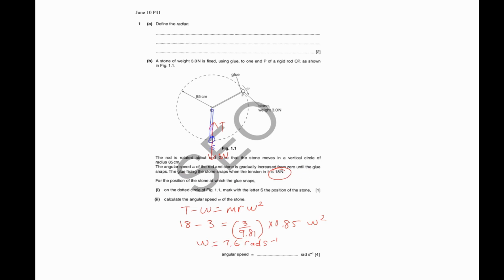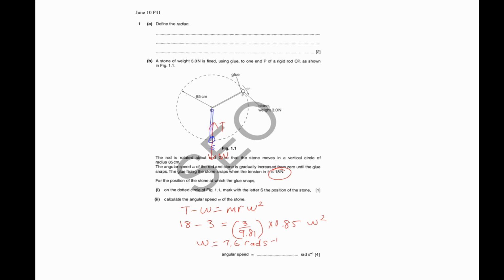So for the position of the stone where the glue snaps, mark with the letter S the position of the stone. Now remember, the free body diagram that you want to draw is actually for the stone. So what are the forces acting on the stone? It will be the weight of the stone and the tension exerted by the glue on the stone. So therefore, I told you before, for a vertical circle, where is the tension the biggest? At the bottom. So the glue will actually snap first at the bottom. So what you need to do is label the lowest point here as S.